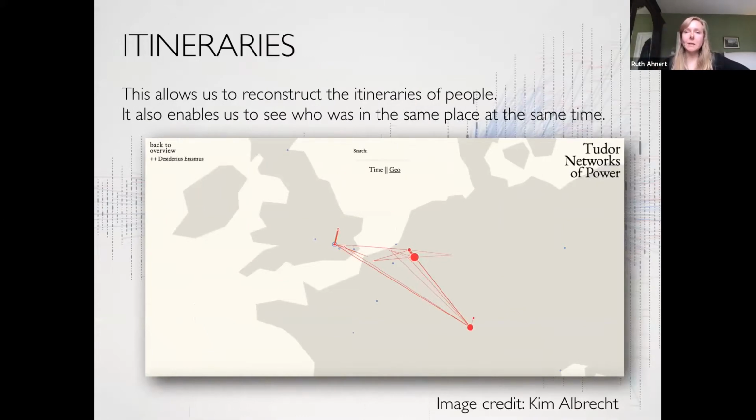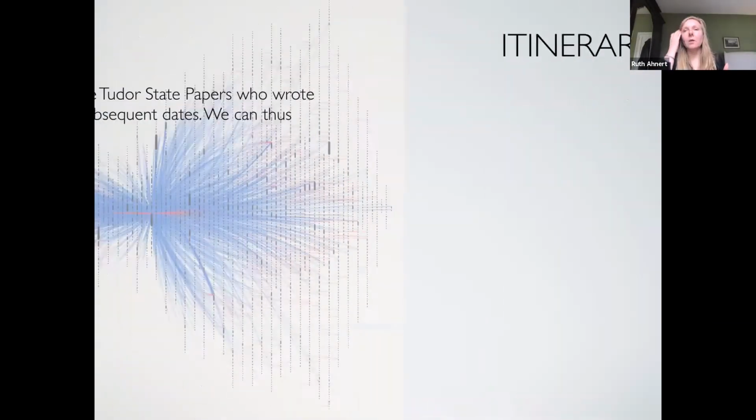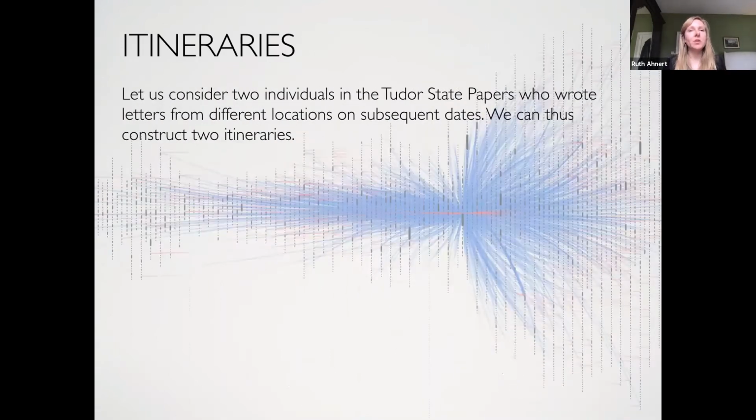So the spatial view allows us to see what happens if you connect the place data of a given person's correspondence, as well as seeing where they receive letters from. So we can stitch together fragments of a person's itinerary. The red lines in this image are the movements of Erasmus as derived from the places of writing letters. By combining all these separate itineraries for all of the people in our data set, we can start to capture the places and times at which these itineraries intersect. So let's consider two individuals in this data set who wrote letters from different locations on subsequent dates. We can thus construct two itineraries.